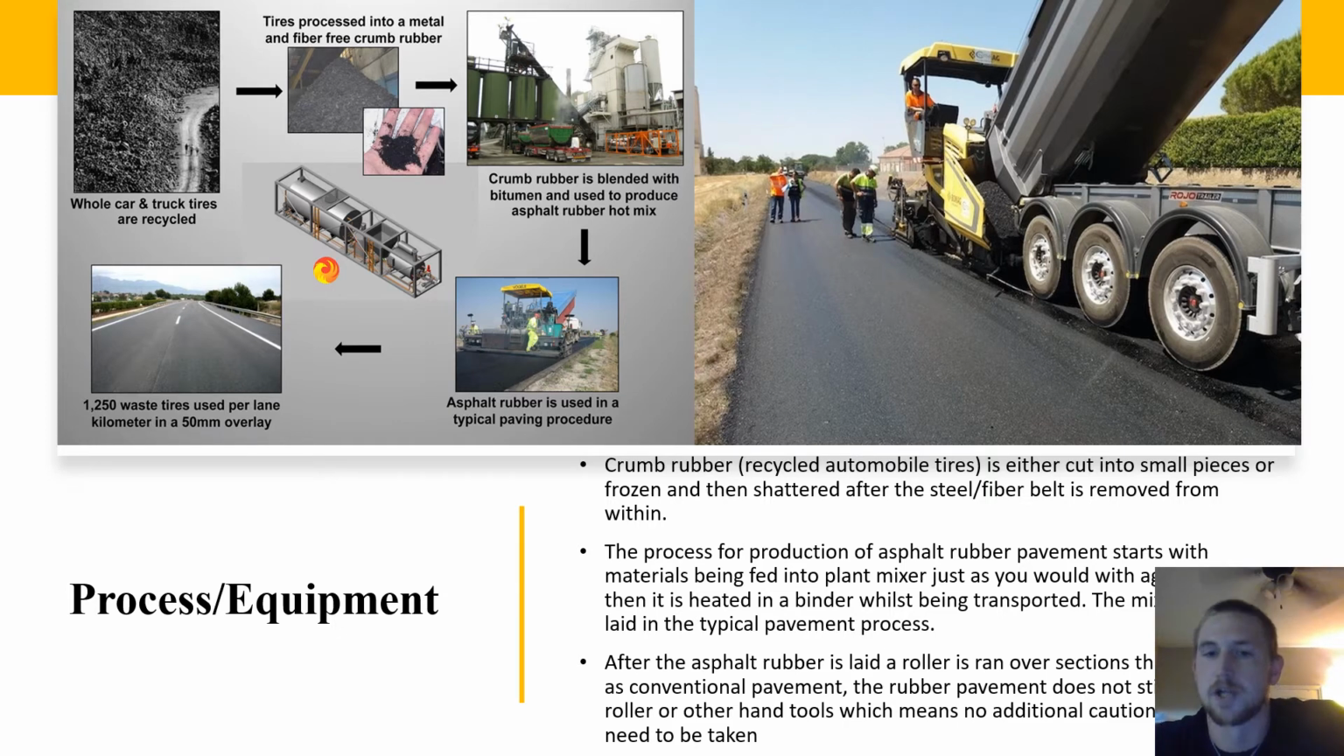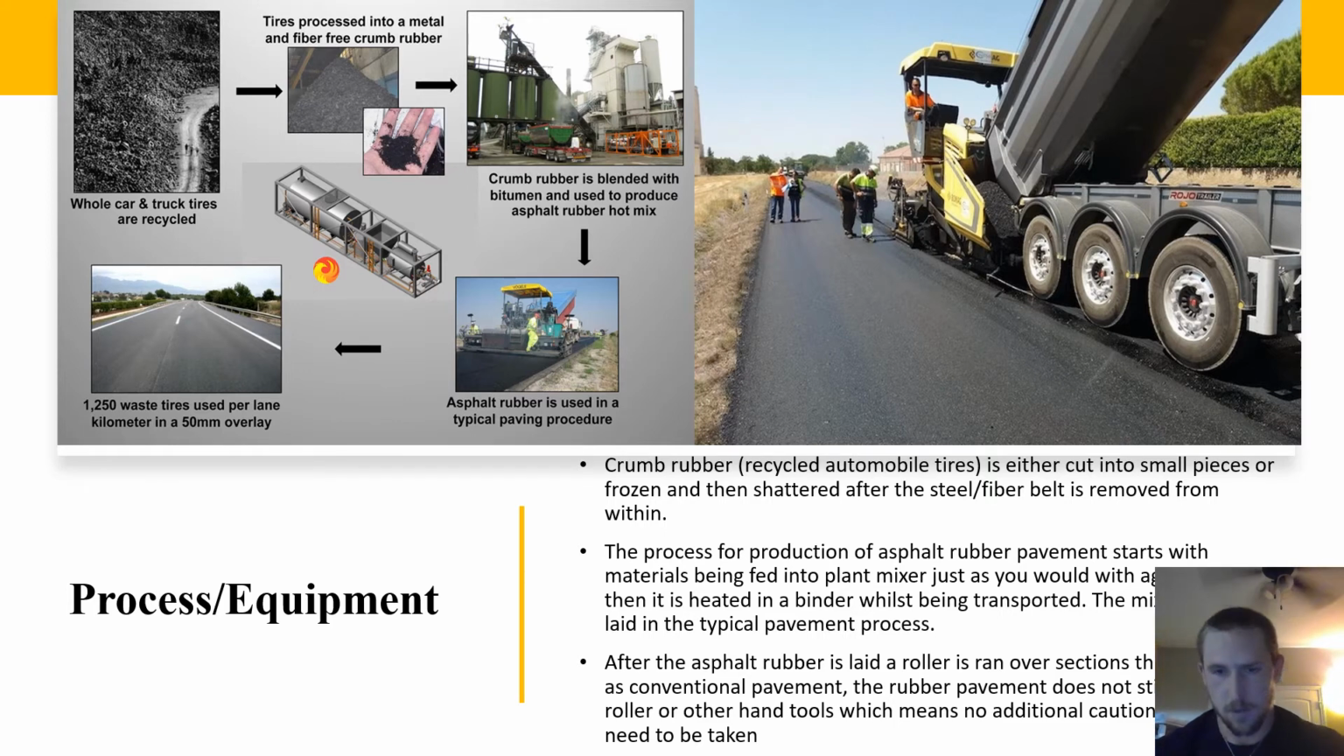The process for production of asphalt rubber pavement starts with materials being fed into a plant mixer just as you would with any other aggregate, and then it is heated in a binder whilst being transported. The mixture is laid the same way as in the conventional process.